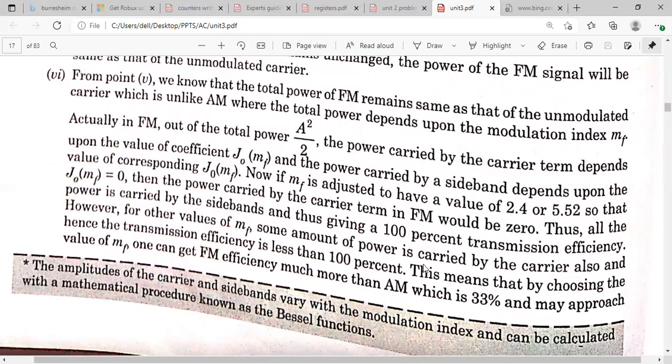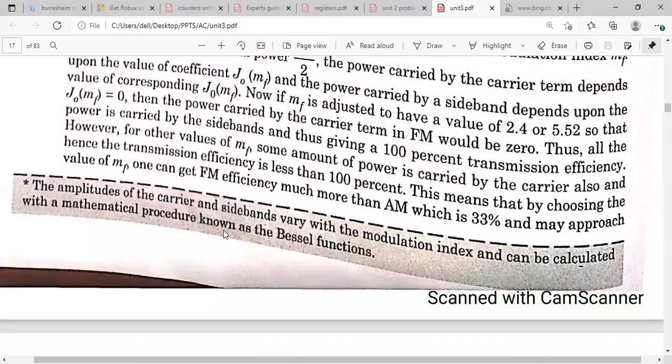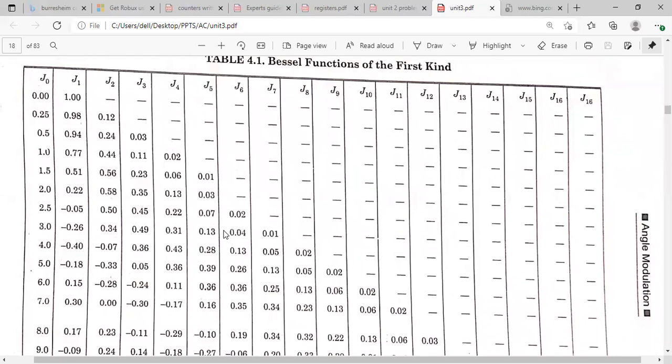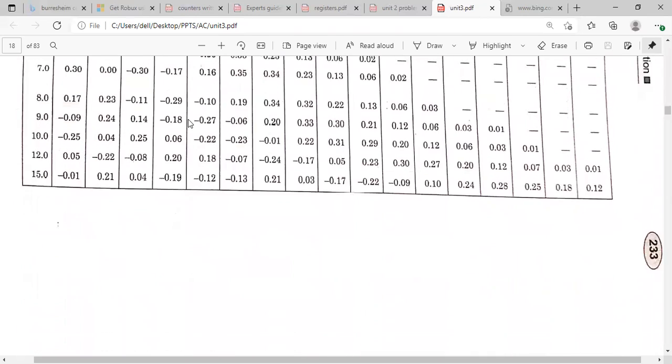Okay, and also the efficiency. To get 100% efficiency, the power must be carried by all the sidebands; then only you will get 100% transmission efficiency. And if the transmission efficiency is less than 100%, that will depend on the modulation index. So these are the few points you have to remember. These are the Bessel functions. Depending on the modulation index, and depending on the n value also, if n is equal to 0, n is equal to 1, like that, you will get the values. So this is the table.